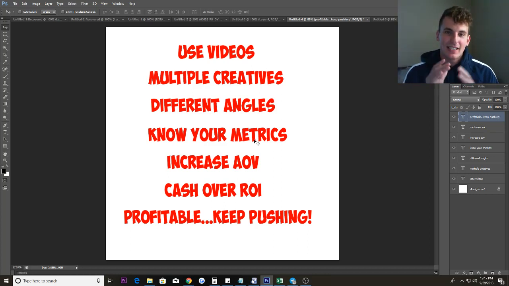And it's cash over ROI. So see how much you're making at the end of the day, how much profit, how much actual money you're making, not your ROAS when you're starting to scale. ROAS is key when you're trying to find out if the ad set is doing well at the start. But if you are profitable, keep on pushing and trying to find more ad sets, scale vertically and scale horizontally at the same time.